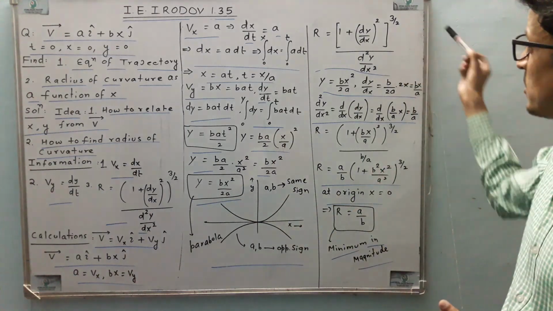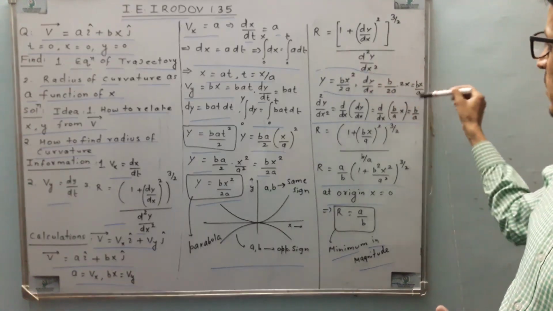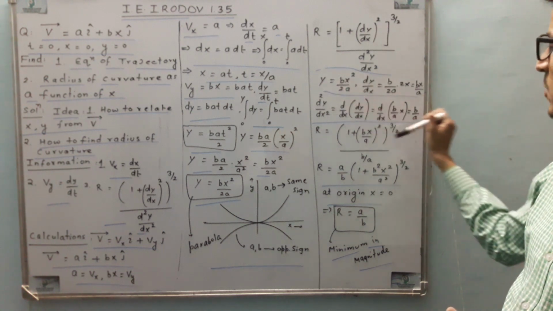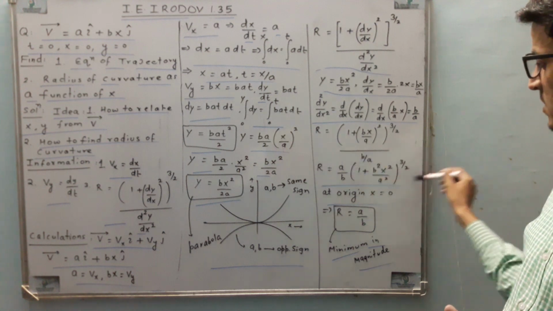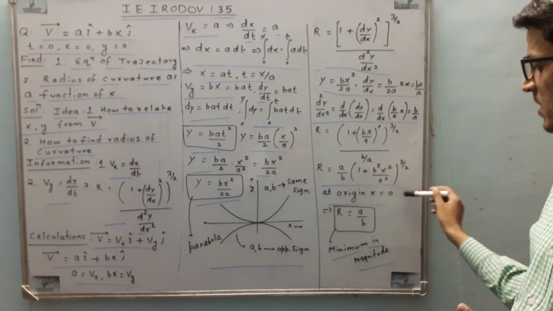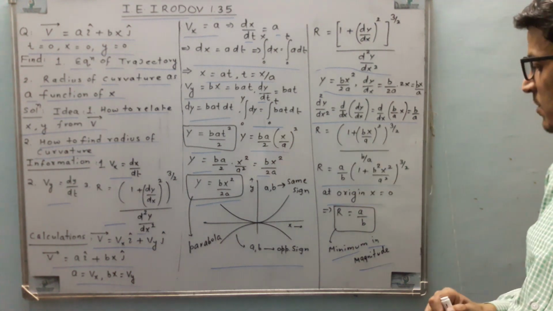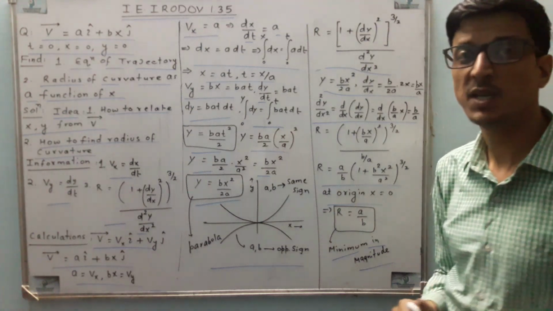Now talking about the radius of curvature, y is this, so dy by dx is bx by a and d square y by dx square is b by a. So substituting the values, we have this as the radius of curvature. At origin x is 0, so radius of curvature is equal to a by b, which is minimum in magnitude.